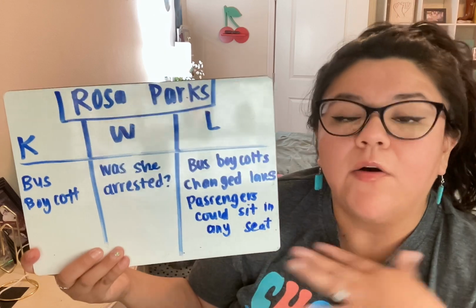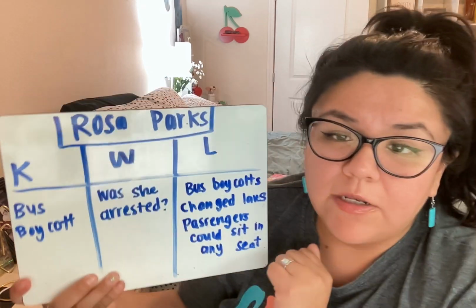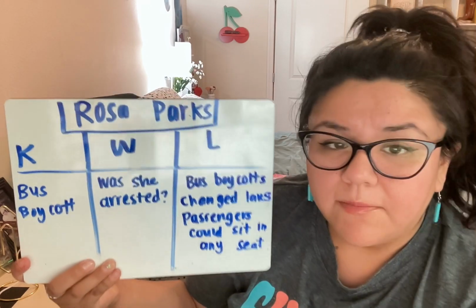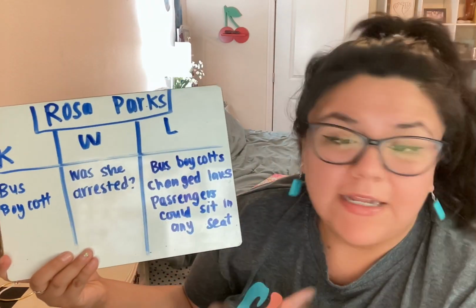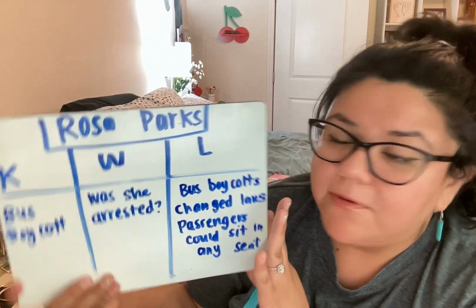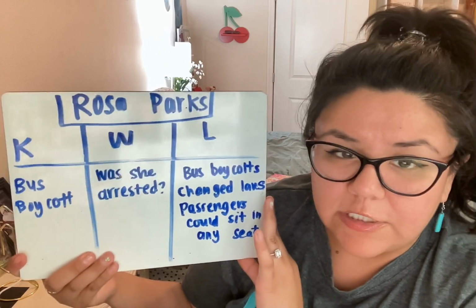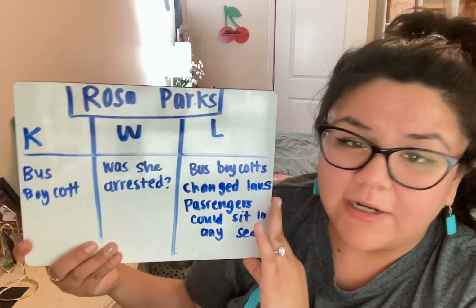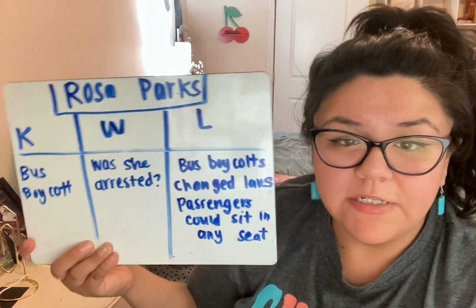Then we'll talk about, okay, now that we have some ideas about what we know about Rosa Parks, let's talk about what we want to know. It could be questions, it could be anything like that. So for an example, we have, was she arrested? It's a good question. I don't know.